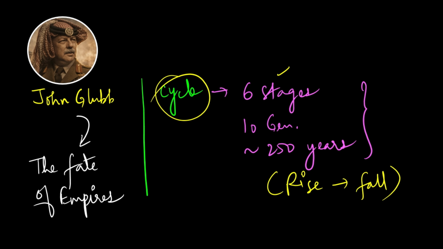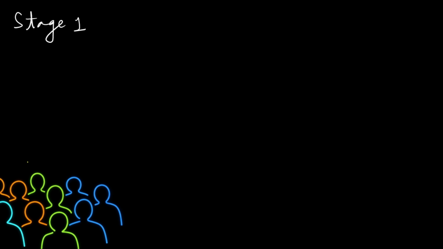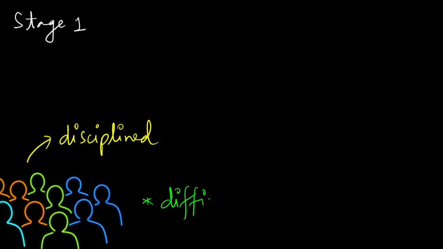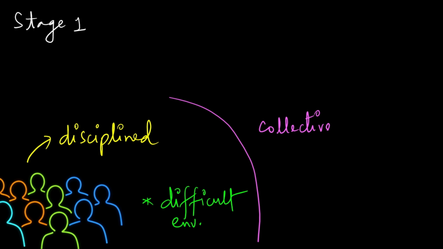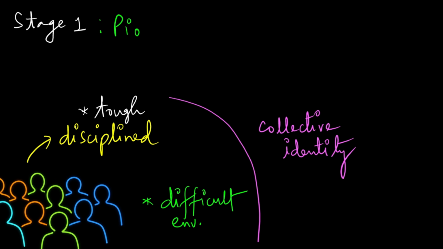According to Glubb, the reason behind this is that societies in the beginning are energetic, disciplined, and ready to make sacrifices. They have faced extremely difficult conditions. These harsh environments and difficult lives make people disciplined. They create courage within them, increase their endurance, and develop a sense of collective identity. These highly motivated and tough societies lay the foundation of a new empire. This is the first stage of an empire, the birth stage.